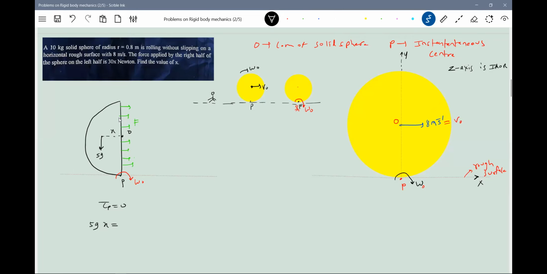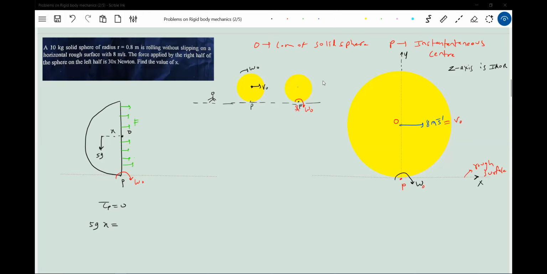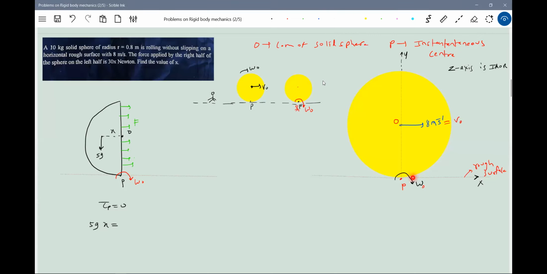Where will the resultant force come? The force applied by the other half. At that instant it is the instant center, and the angular velocity was omega naught. After some time, another point will come in contact and become the instant center. At that instant, it's in rotational equilibrium. We didn't discuss it, but for this problem you have to take the help of this.